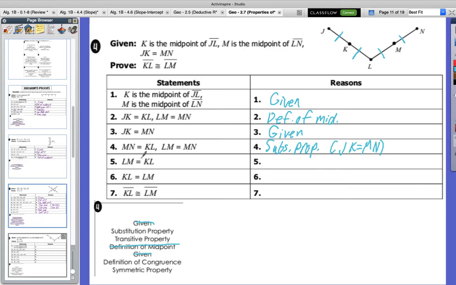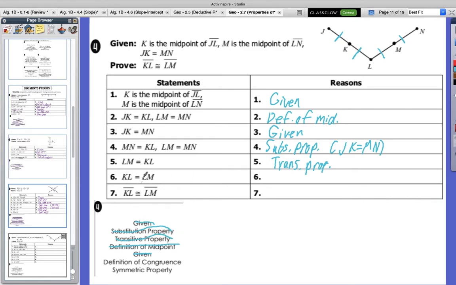Segment LM is equal to segment KL. Well, we're told in the previous step, KL and LM are both equal in measure to segment MN. Now they're equal in measure to each other. That looks to me like our transitive property. Two things are both equal to the same third thing. Now they're equal to each other. So we use the substitution property, and then the transitive property.